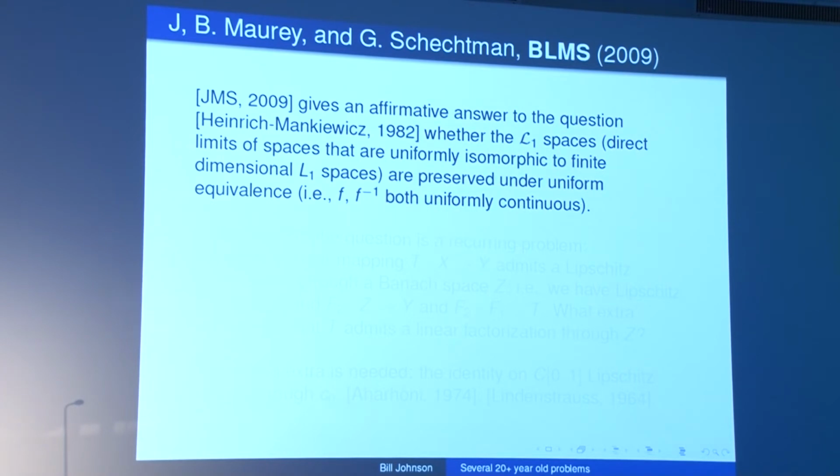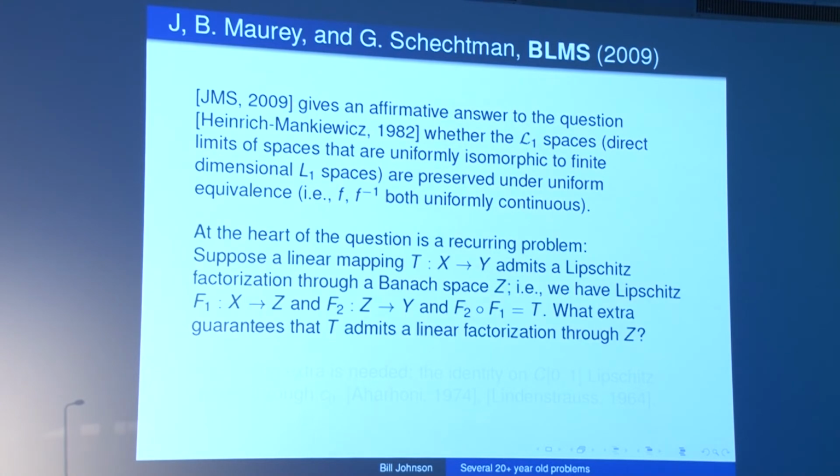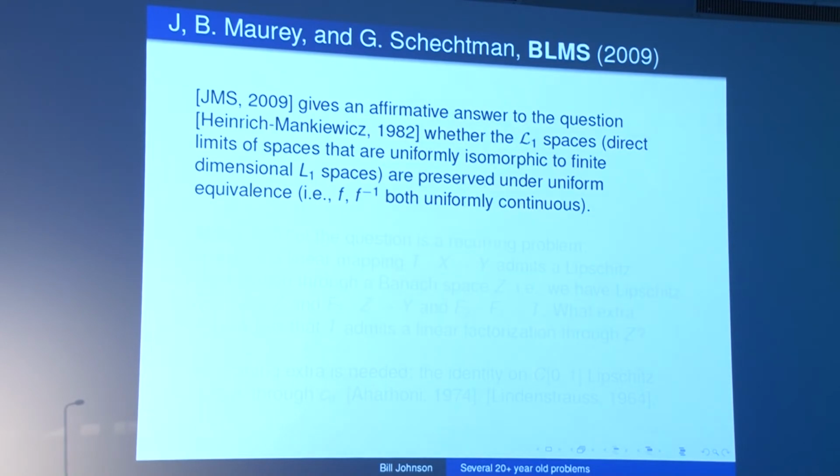Now, he wasn't able to do anything for the P equals infinity and P equals 1 cases because of the lack of reflexivity, but in this paper of Heinrich and Mankiewicz that came later, they gave maybe a simpler proof of what Ribe did in the reflexive range, and they also were able to prove that script L infinity spaces are preserved under uniform homeomorphisms. However, they weren't able to do the case of script L1 spaces, and this is what Moret and Sheckman and I did in this paper.